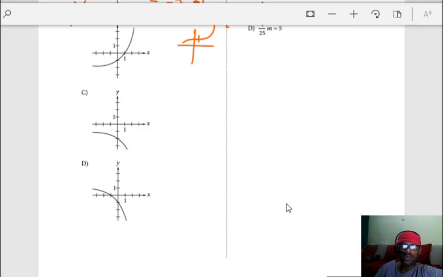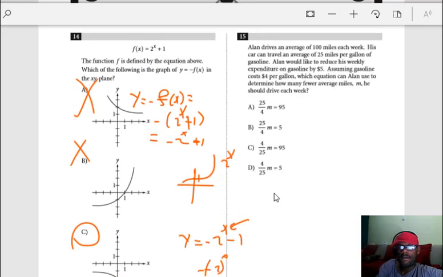So I have to find the y intercept. So y is equals to negative 2 to the power of x minus 1. Y intercept, x is 0. So minus 2 to the power of 0 is just 1, minus... that's going to be minus 2. So the only choice whose y intercept is minus 2 is this one. The answer is C. Okay.